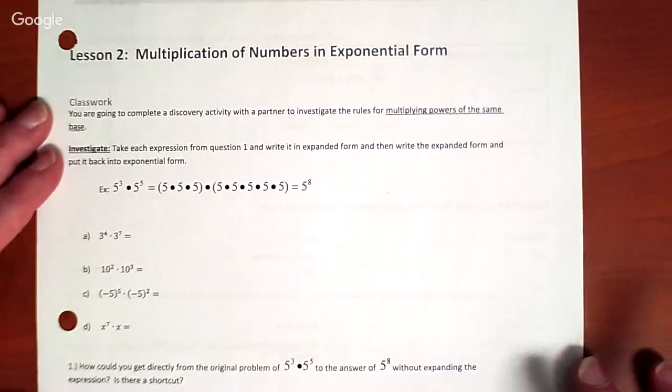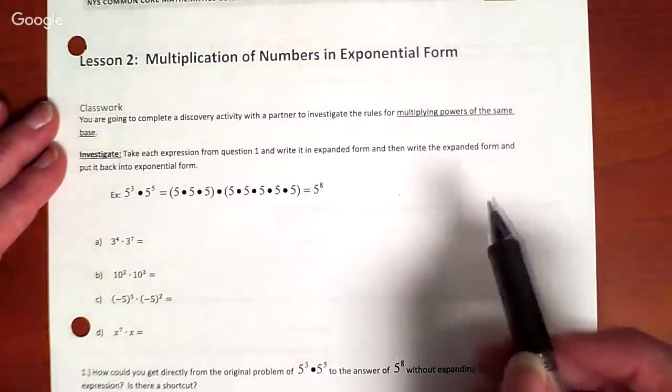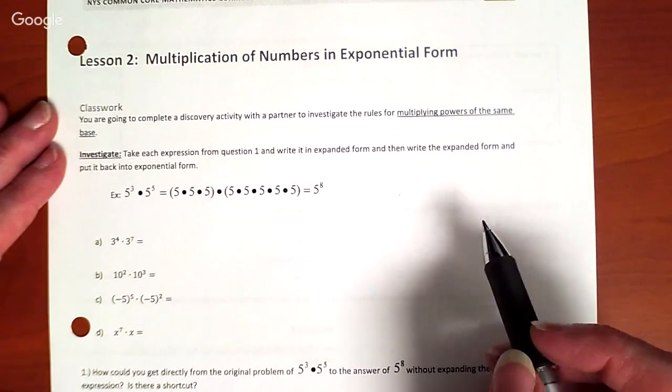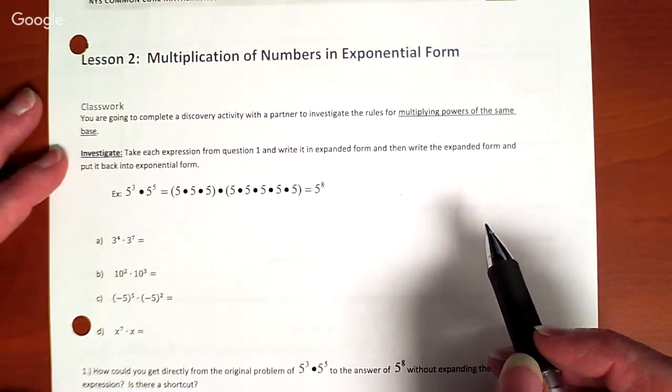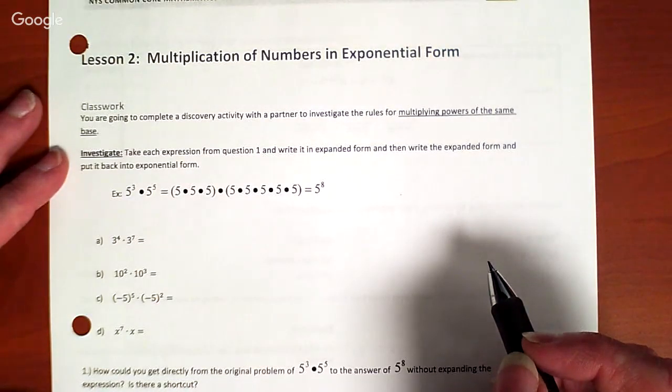Lesson 2, multiplication of numbers in exponential form. You're going to complete a discovery activity with a partner to investigate rules for multiplying powers of the same base. Take each expression from question 1 and write an expanded form, and then write the expanded form back into exponential form.